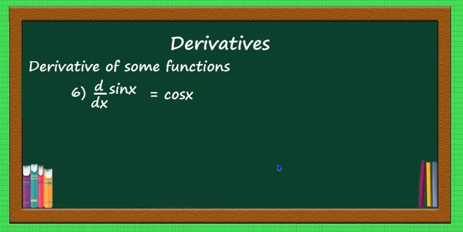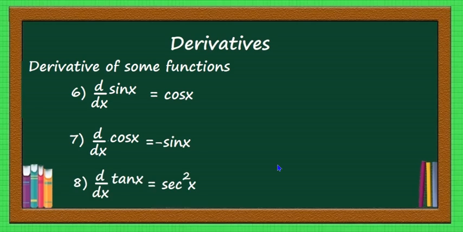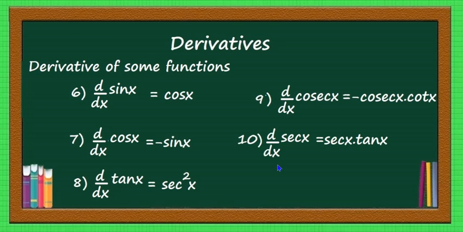And next one is the derivative of trigonometric functions. You remember the derivatives of all the 6 trigonometric functions. d by dx of sin x is equal to cos x. d by dx of cos x is equal to minus sin x. d by dx of tan x is equal to sec square x. And d by dx of cosec x is equal to minus cosec x into cot x. d by dx of sec x is equal to sec x into tan x. And d by dx of cot x is equal to minus cosec square x. You should remember all these standard derivatives.